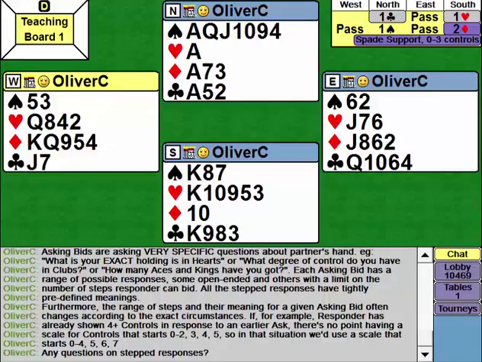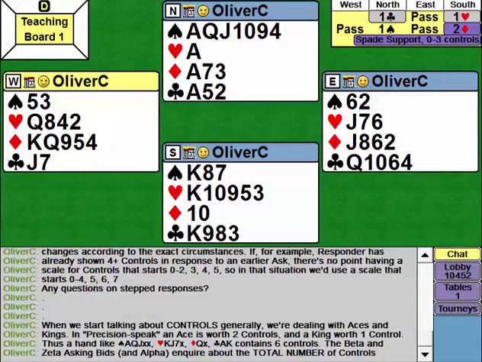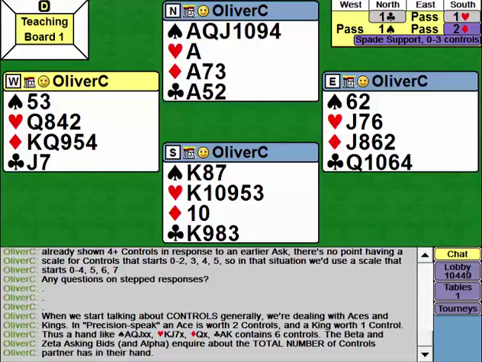Okay. The next thing, I've mentioned beta. When we're talking about the general number of controls that a hand has, we're looking at not aces and kings individually, but all together. In other words, we count an ace as worth two controls and a king as worth one control. I'll come back to singleton kings a bit later. We tend not to count those, or certainly my recommendation is that we don't.